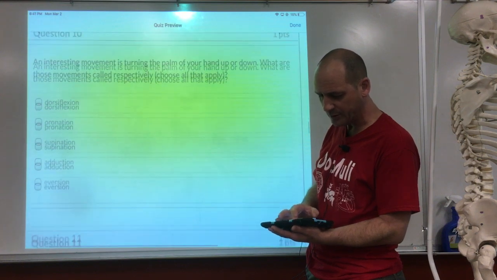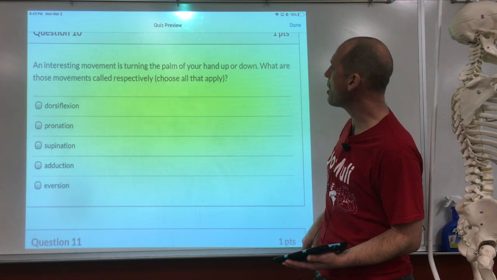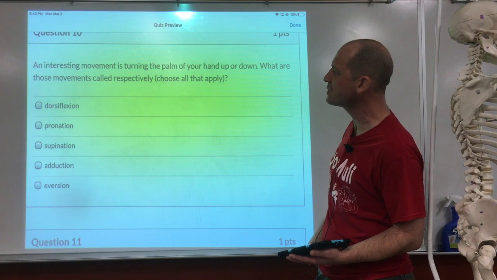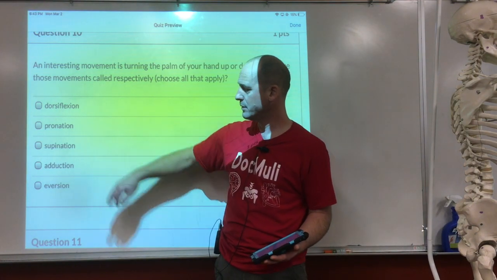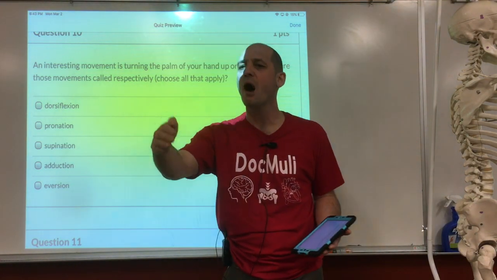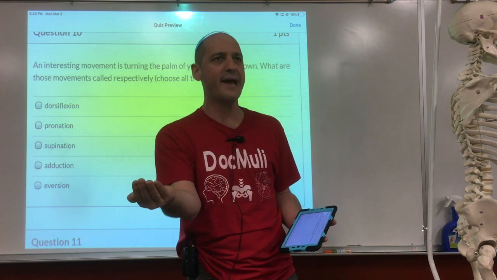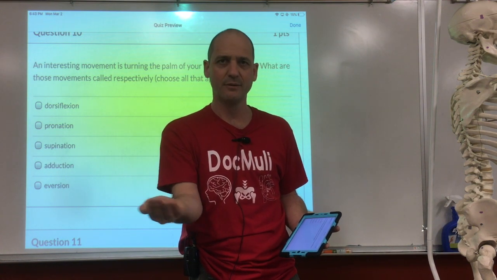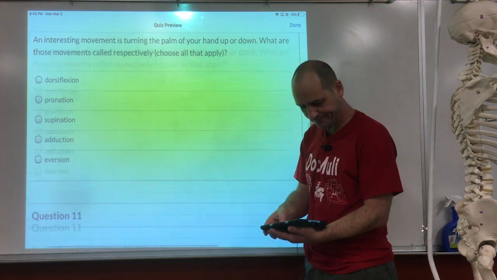Abduction, adduction. And an interesting movement is turning the palm up and down. What are those movements called respectively? Pronation, supination. You go palm up as you hold a bowl of soup in your hand. That's supination. So I remember that.